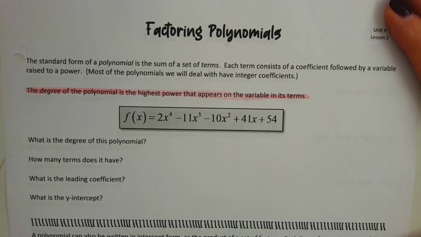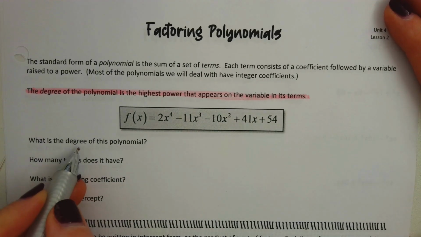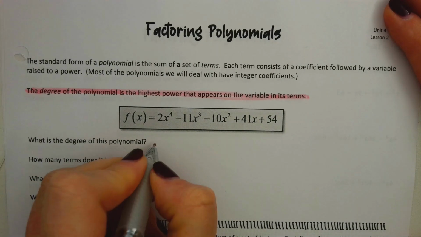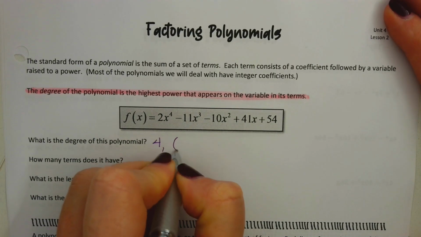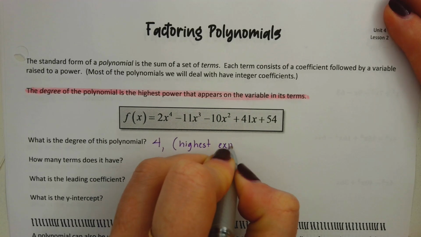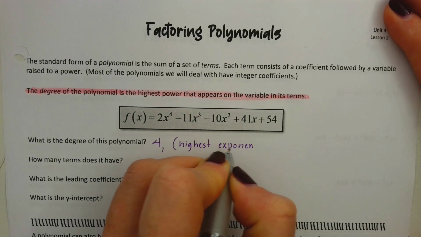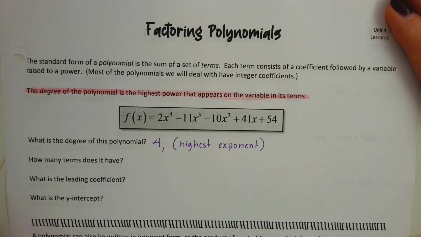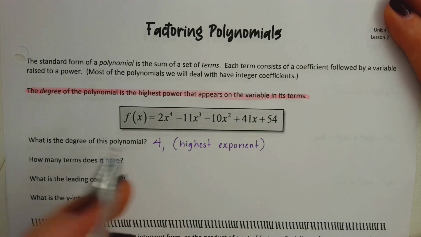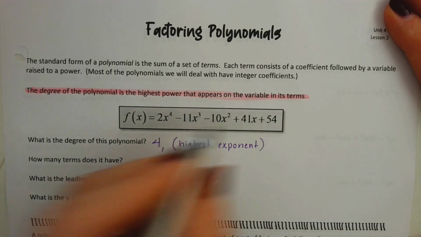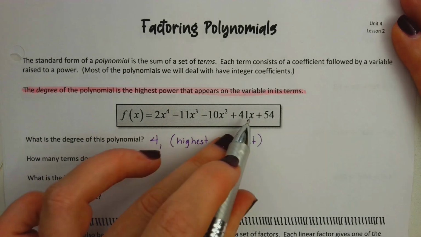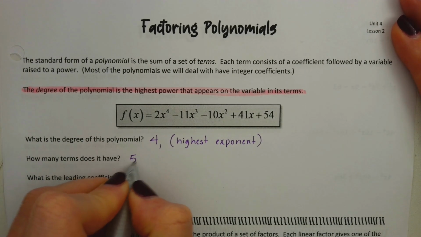So if we look at this one, I heard someone say it already, but what is the degree of this polynomial? 4, because that's its highest exponent. Okay. How many terms does it have? How many? 1, 2, 3, 4, 5. Yeah. Terms are separated by adding or subtracting. So we'll have 1, 2, 3, 4, 5 terms.